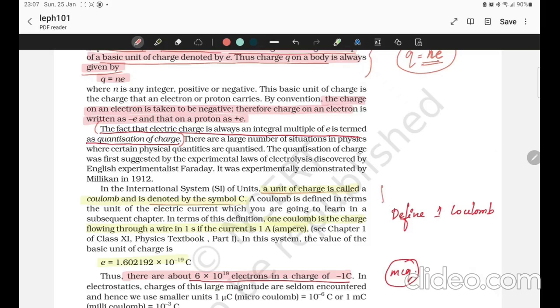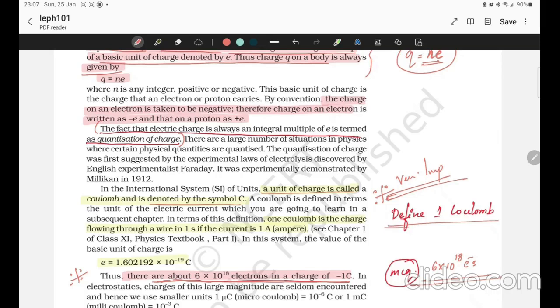And what defines 1 coulomb? Very important question. Define 1 coulomb. It can come either as a sub question or a 2-mark question, or in MCQ also they can ask the values, everything. This is the MCQ question related to 1 coulomb. There are about 6 into 10 raised to 18 electrons in a charge of minus 1 coulomb. So this point is very important. How many electrons are there in 1 coulomb? That may be the question. In that case you have to write it as 6 into 10 raised to 18 electrons.